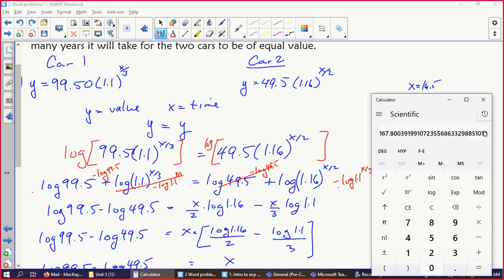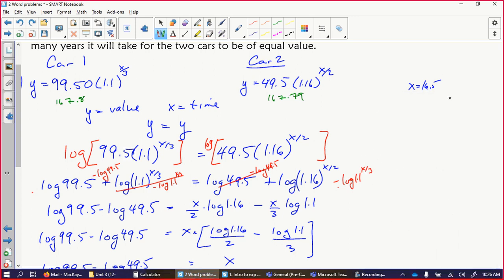After 16.45 years, this one's going to be worth, let's change the color so we have it, 167.8. No, no, no. 1.16 to the power of, open a bracket, 16.45 divided by 2 gives us that, times 49.5. 100, oh, well, that was better than 79, which, based on rounding error, is an acceptable amount.